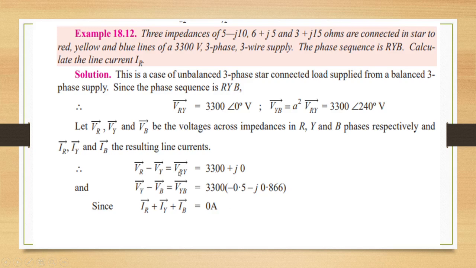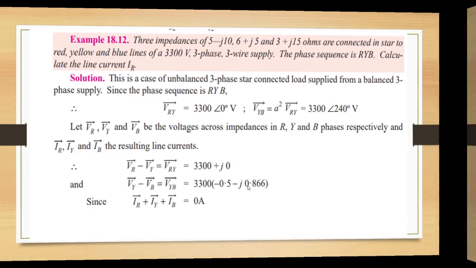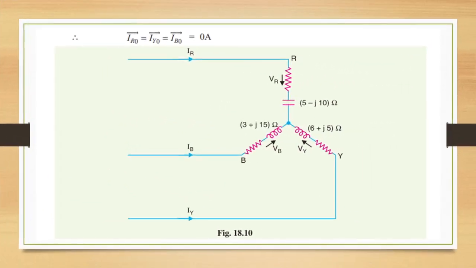So we are getting these values as 3300 plus j0, and 3300 into minus 0.5 minus j0.866. So IR0 is now IY0, IB0, that is 0 amperes. And this is a diagram showing RYB phases connected in star, and here resistances, inductances and capacitances are connected and their values are given.